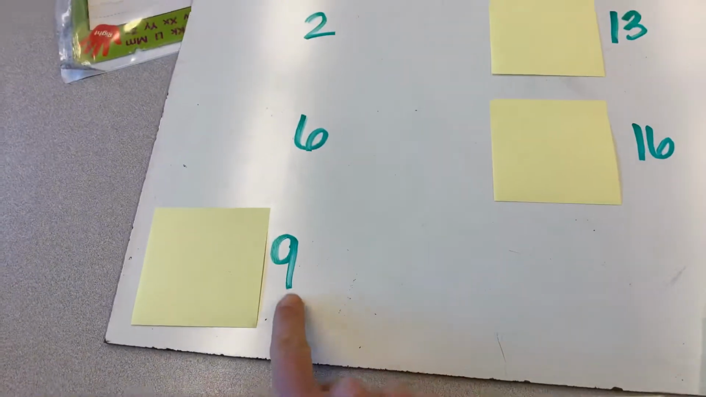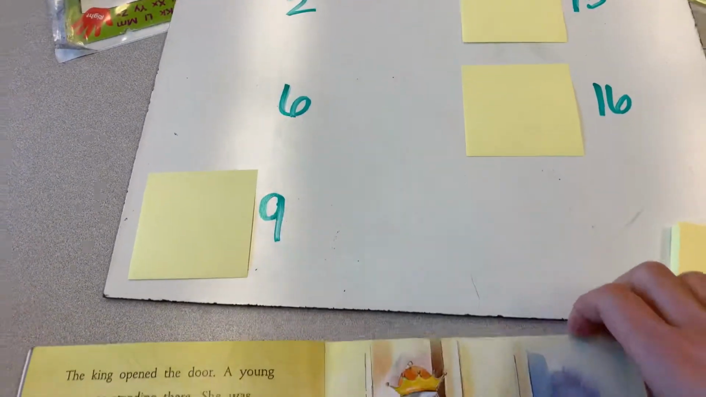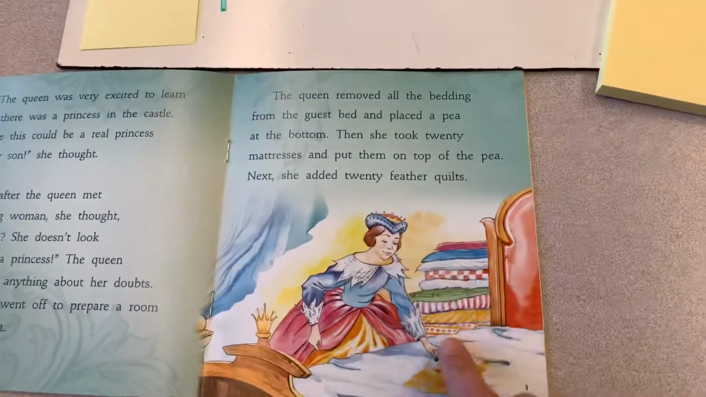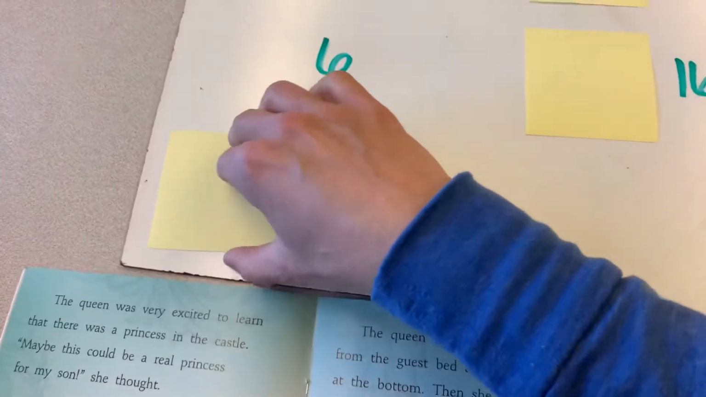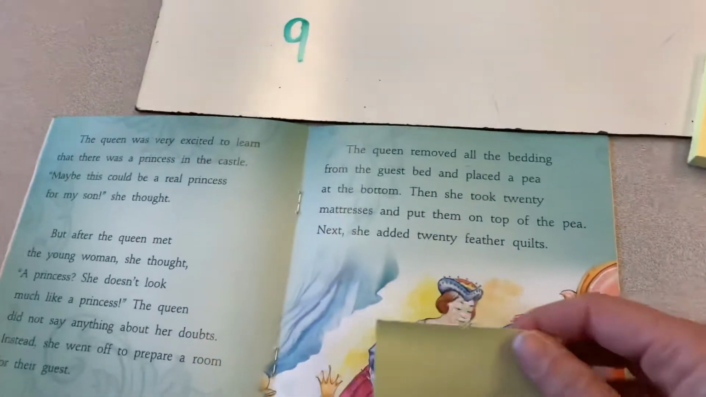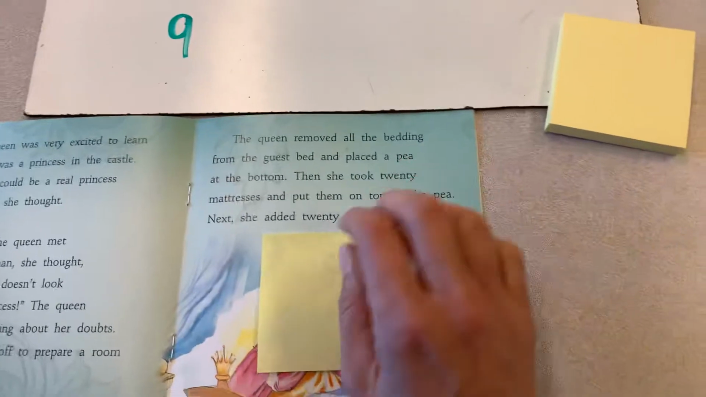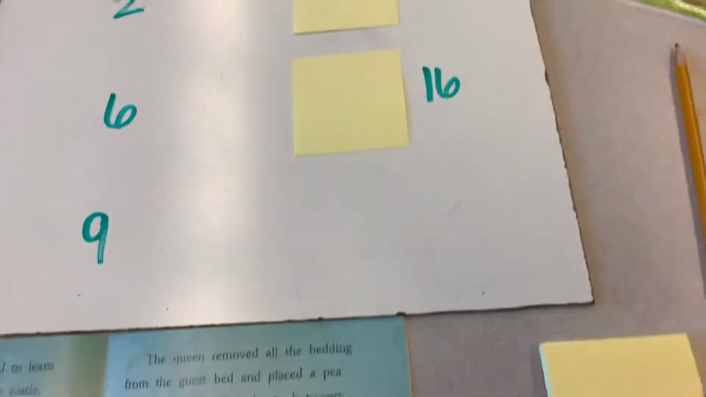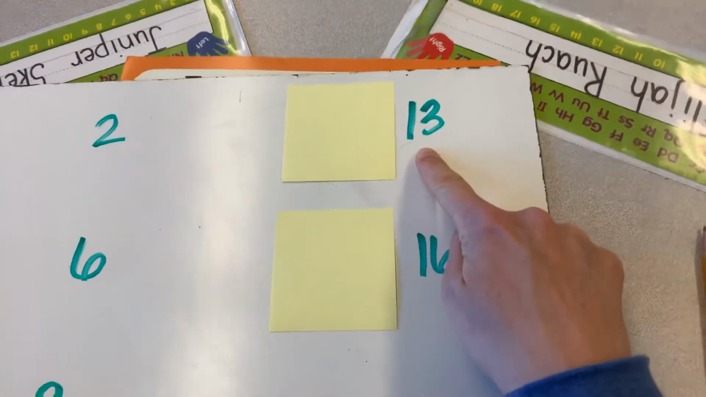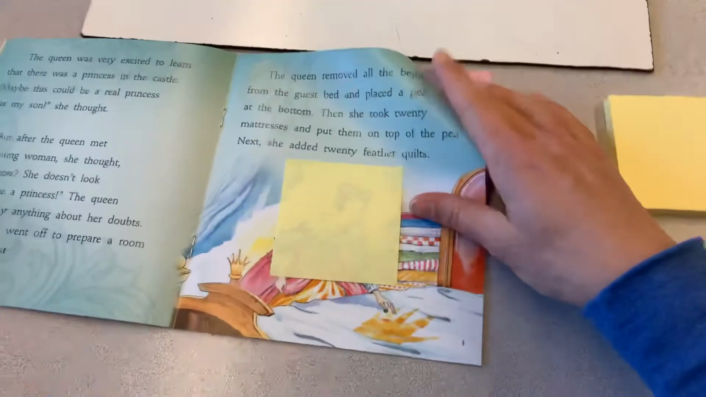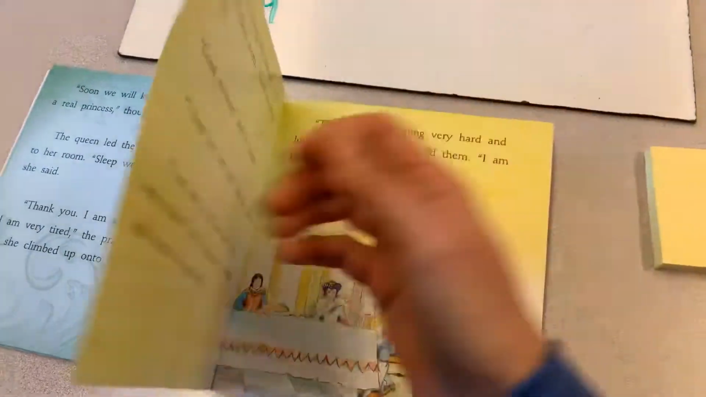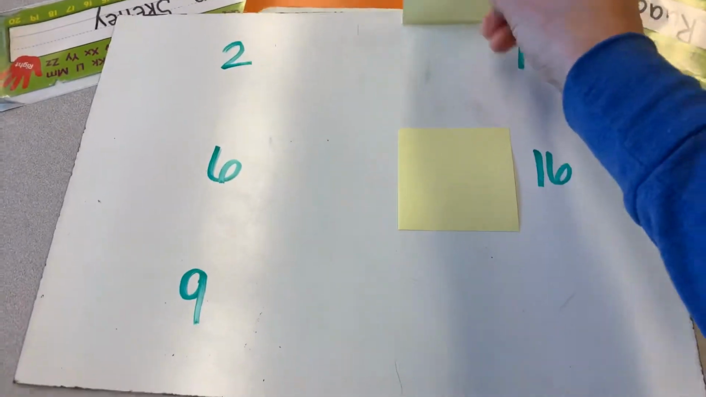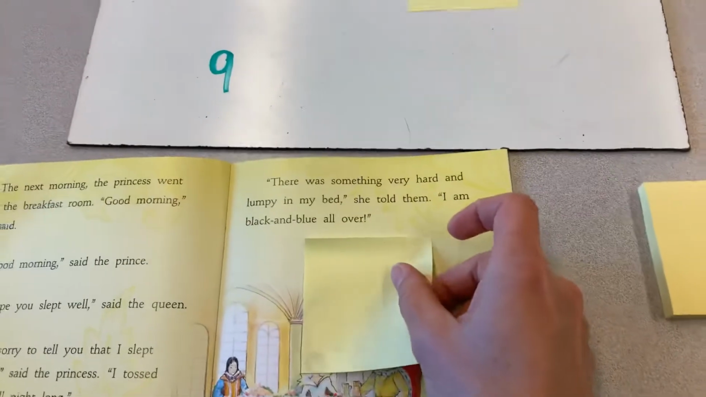Now we're going to go to what page? Page 9. Let's find page 9. On page 9, let's grab that Post-it and let's put it right below the words. That way I can still do my reading and then write down some key words. My next page is page 13. Let's go to page 13 together. Right here. Let's grab another Post-it and place it on page 13.